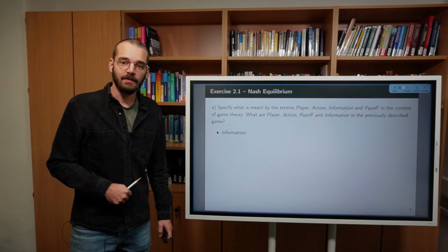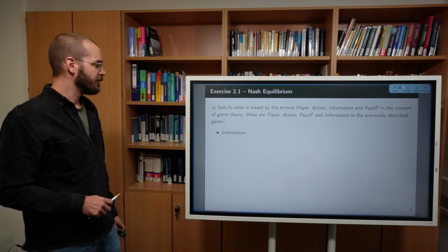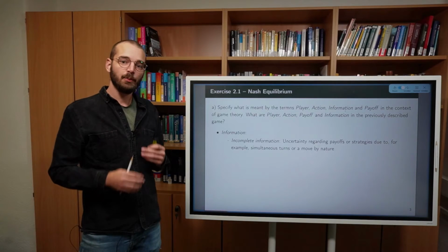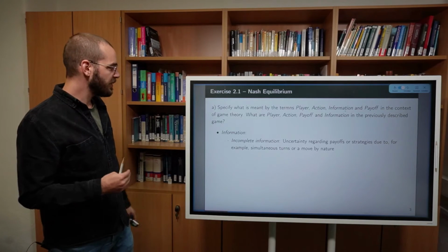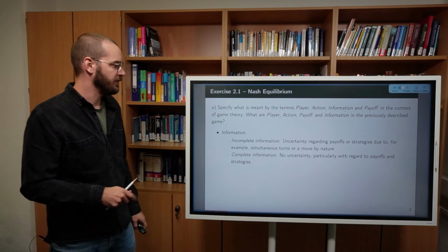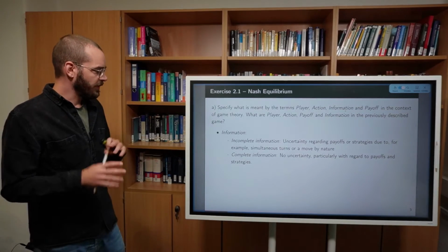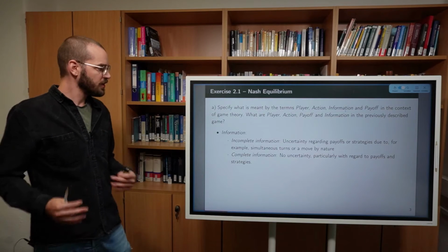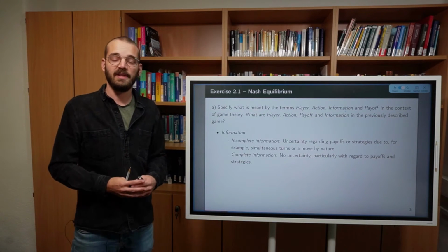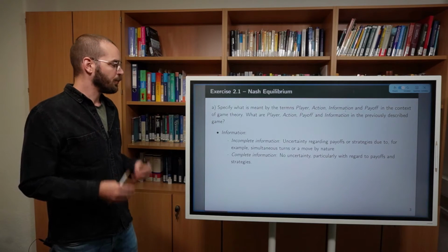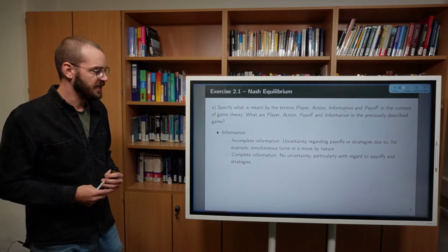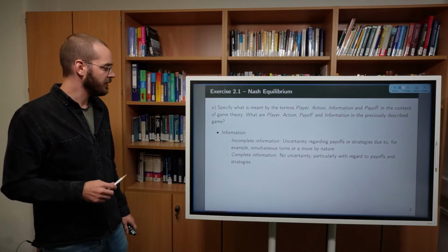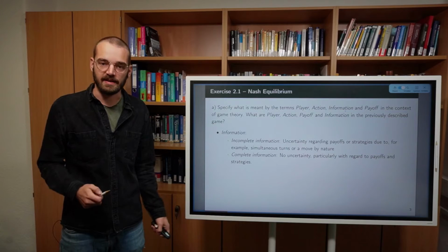Fourth and finally, let's talk about the term information. In general and throughout this course, we will distinguish between incomplete information and complete information. Let's start with maybe the simpler term, complete information. In case we are assuming that players have complete information, what we mean is that there is no uncertainty, in particular with regard to the payoffs and the strategies of all players.